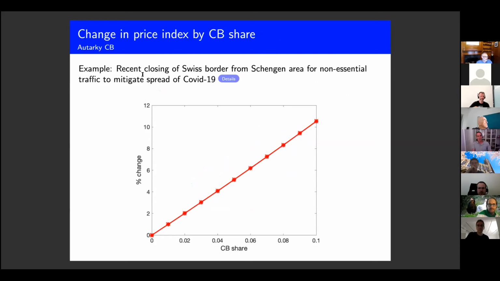In fact, Switzerland closed the borders for 3 months ending in June. And we can see that the CB expenditures went to close to zero. There's data on that. Then we can see that, of course, the households that are close to the border, that do a lot of CB shopping, the price goes up by a lot compared to the low CB share households.